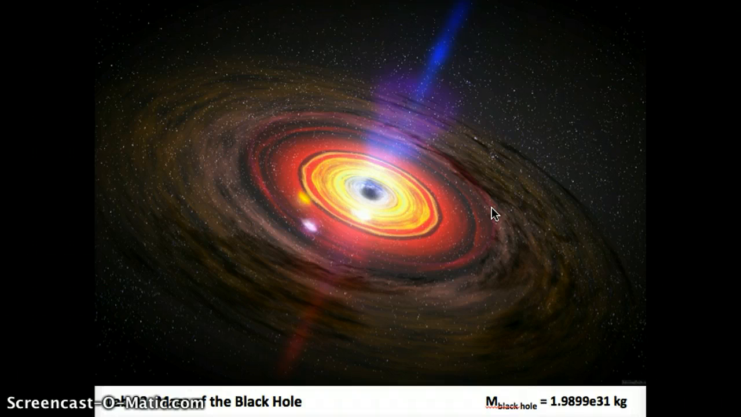Unlike the first two labs in which we plotted the predicted motion given the net force and initial conditions, we are now going to try and determine these initial conditions and the net force based on observations of the motion. Based on these observations, I determined the mass of the black hole to be 1.9899 × 10^31 kilograms, and here's how that mass was determined.